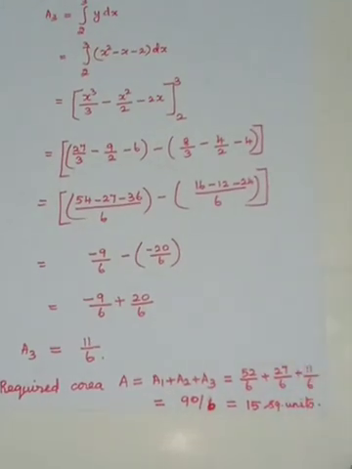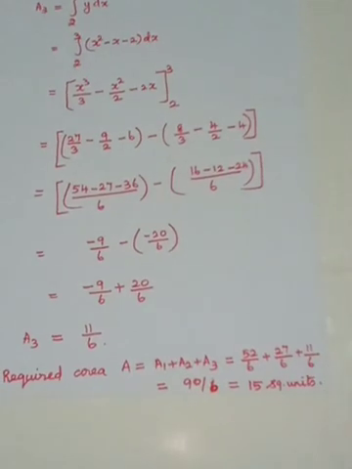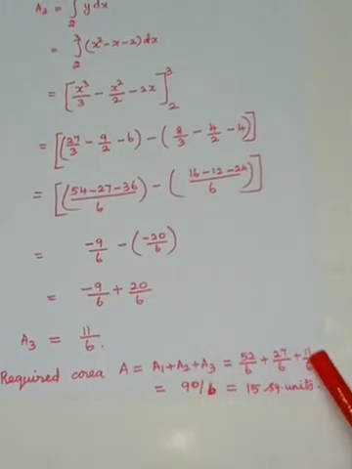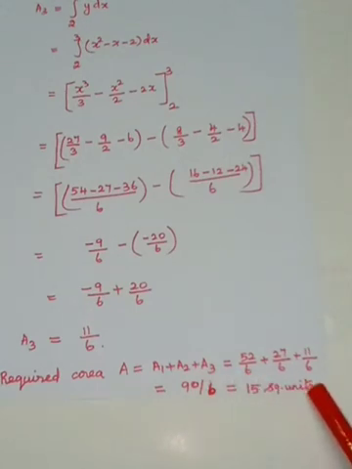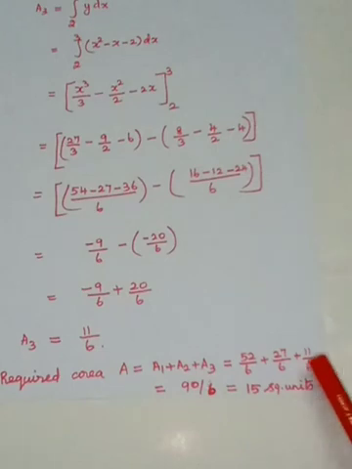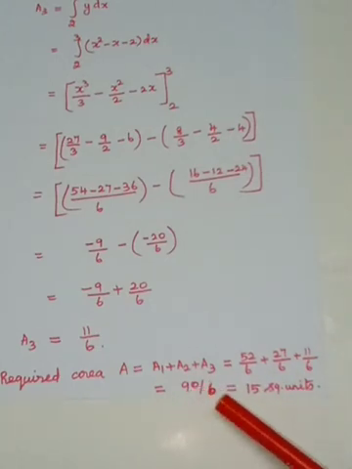So what is your required area? A is equal to A1 plus A2 plus A3. A1 is 52 by 6, A2 is 27 by 6, and A3 is 11 by 6. Here the LCM is the same, so that's why I didn't cancel. 52 plus 27 plus 11 is 90. So 90 by 6 is equal to 15 square units.